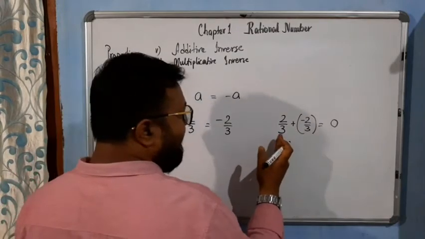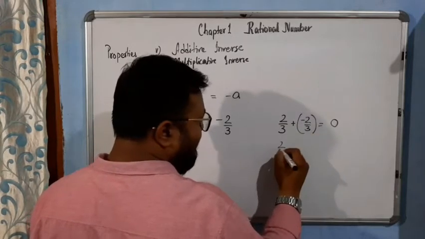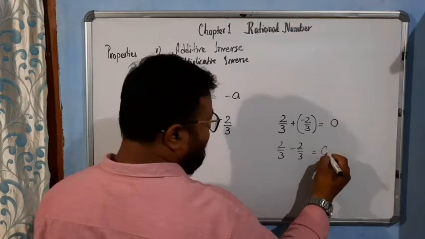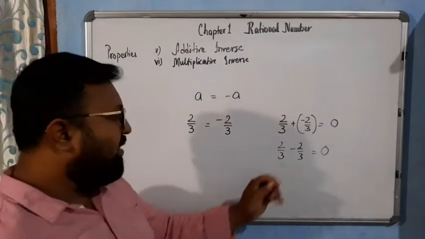So whenever we add a rational number to its additive inverse, we always get a 0, because here 2 by 3 will become minus 2 by 3. So 2 by 3 minus 2 by 3 always gives you 0. So 0 is the additive identity.